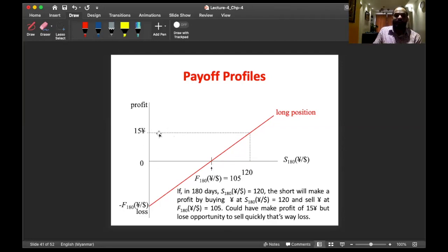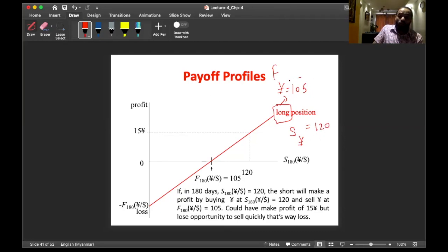So what does it mean? It means if you entered in a contract to sell something at 120, all right? No, sorry, you enter in a contract, long position. It's a long position. You are in a buying position, all right? You sign a contract to buy at 105. For example, the price is Japanese yen 105, but this is for forward. And the spot market gives you price 120 at this day.